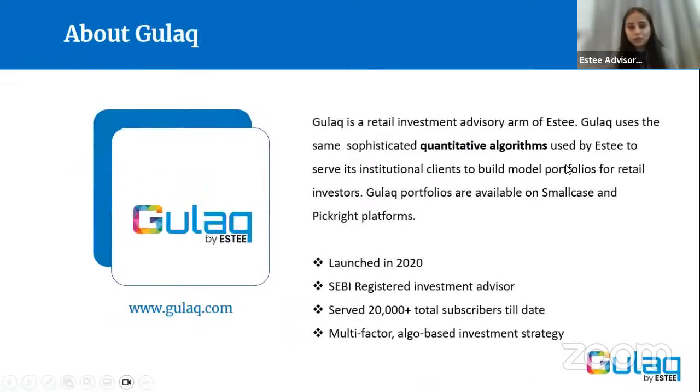Talking about Gulaq now. Gulaq is the SEBI registered retail investment advisory arm of ST. How Gulaq started was that we wanted to serve beyond HNIs to the retail audience. Gulaq works on the same research models as ST, but caters to a larger audience. Our portfolios are available both on Smallcase and Pick Right. We went live back in May 2020 on Smallcase. Till date, we have served a total of 20,000 plus clients, and for that, we have you to thank for putting all your trust and confidence into Gulaq.